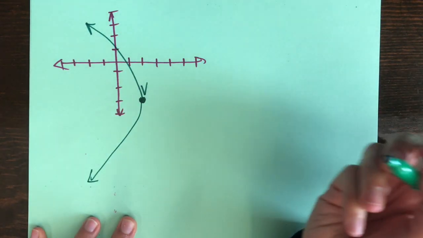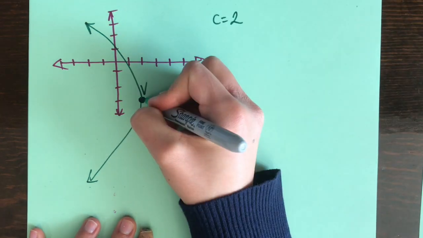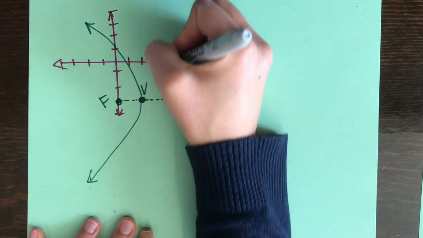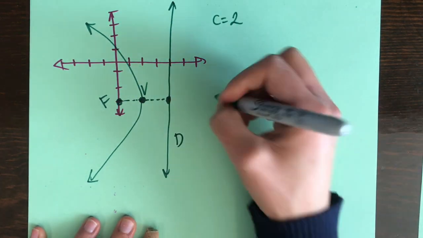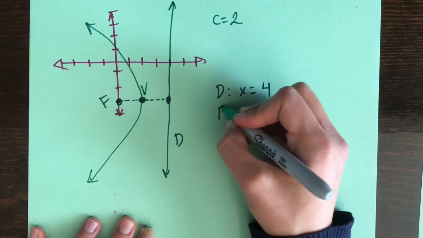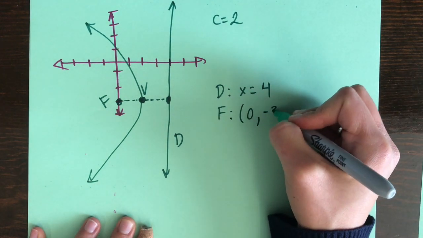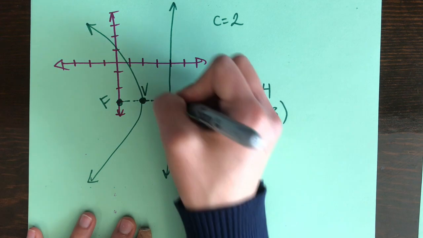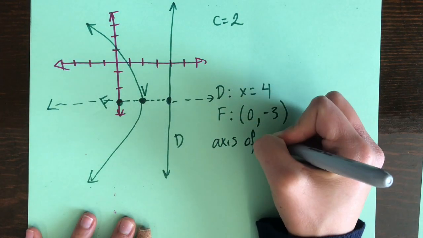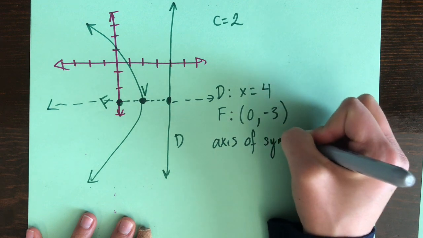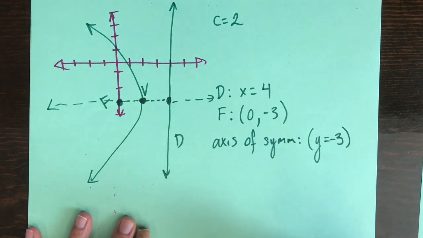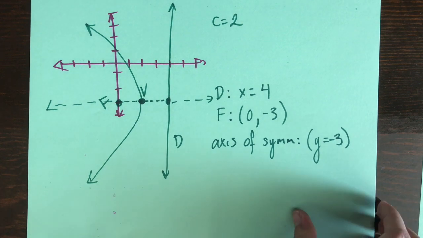Okay, now I'm going to draw this the correct way, facing to the left, because it's a sideways parabola. Now I know c is equal to 2, which means I'm going to draw the directrix 2 units away from the vertex, and the focus 2 units away from the vertex. And then I figure out that that line's equation is x is equal to 4, and the focus is the point (0, negative 3). I also know that my axis of symmetry goes straight through the focus and the vertex, which means the axis of symmetry in this case is y is equal to negative 3.